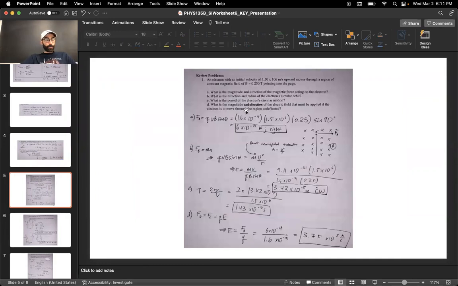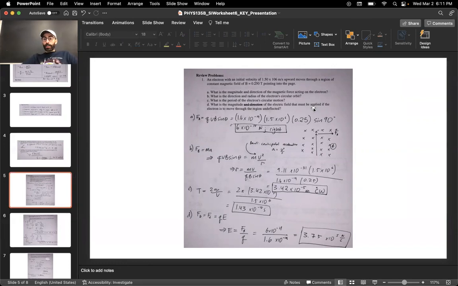Okay, so let's look at this one now. This is our real question here, the first one of the type. We have an electron with an initial velocity of 1.5 times 10 to the 6 meters per second upward, moving up through a region with a constant magnetic field pointing into the page. We're asked for a few things, but let's start with part A: what is the magnitude and direction of the magnetic force acting on the electron? You can see everything right here, but I want to explain it, and you need to think through it yourselves too. Don't just take my word for it.